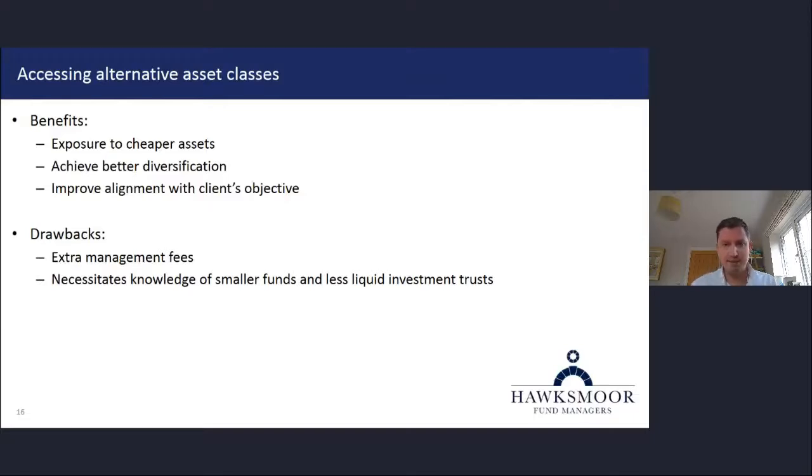The first is that they're cheaper. If we can access different asset classes, then the benefit that they're cheaper is obviously a significant one. They achieve better diversification. There are assets that we can access where the determinants of their returns have really got nothing to do with the ebb and flow, for example, of macroeconomics and the type of currents that would affect mainstream equities and bonds. And we think it improves, most importantly, the alignment with the client objective.